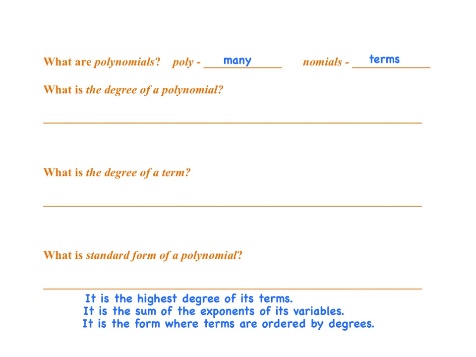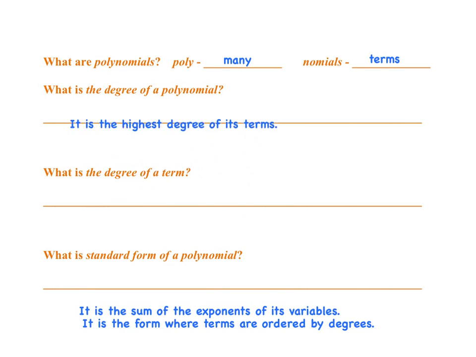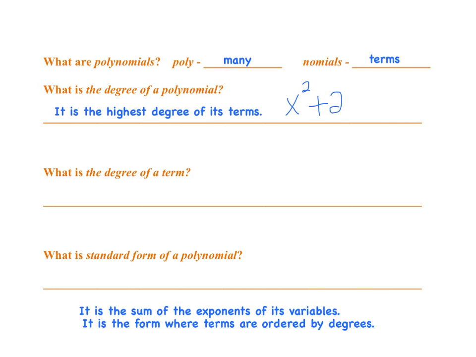Now, what does it mean when we say the degree of a polynomial? Well, the degree of a polynomial is the highest degree of its terms. So, for example, if we had a polynomial that was x squared plus 2x to the fourth power plus 3x, we would say that this is a polynomial to the fourth degree, because the largest exponent of the three terms is a 4.